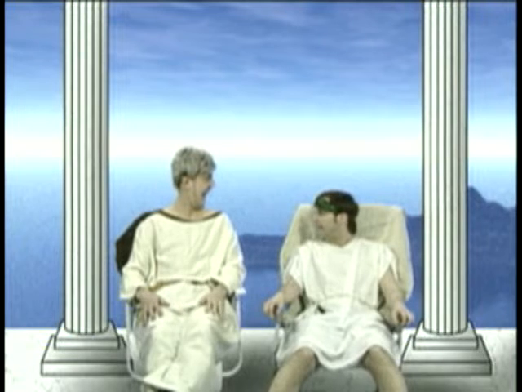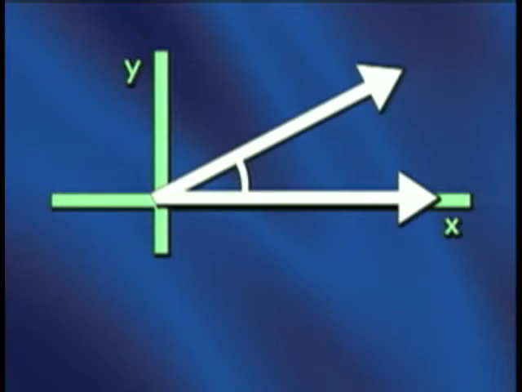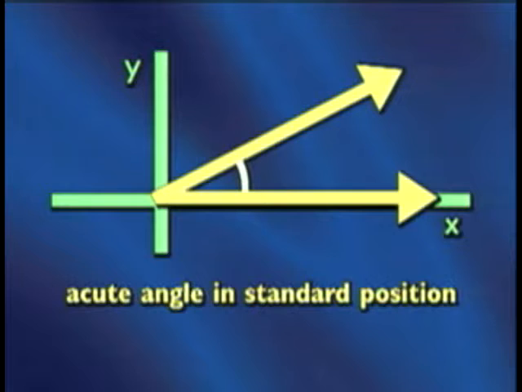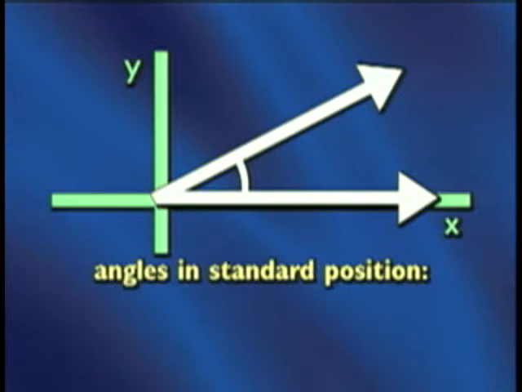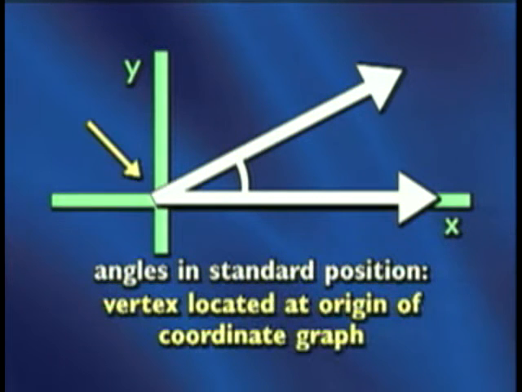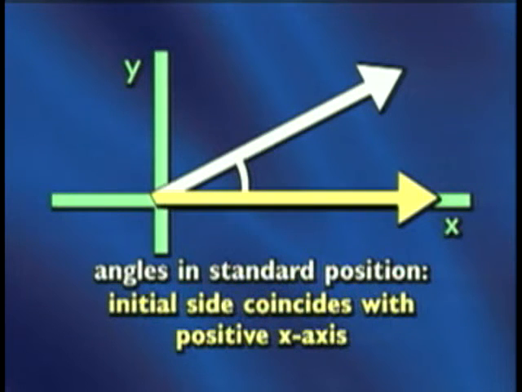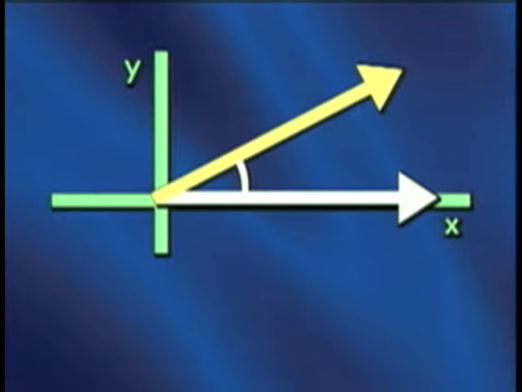Yeah, maybe. So let's go back to our triangle that has an acute angle in standard position. Remember, an angle's in standard position when its vertex is located at the origin of a coordinate graph, and its initial side coincides with the positive x-axis. Here's the terminal side of our acute angle alpha. Now pick a point on the terminal side. We'll pick a point here on the terminal side and call it point P.